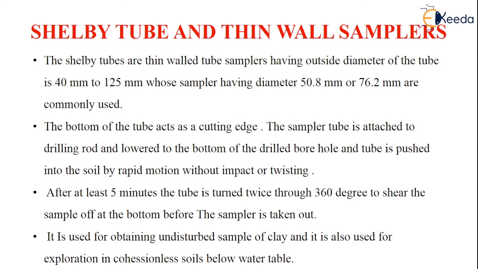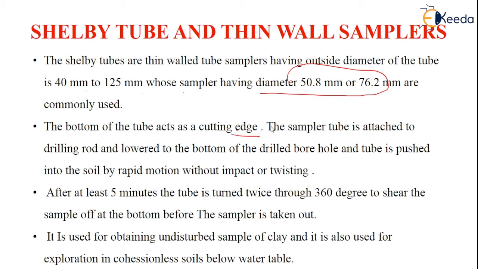The next method is the shelby tube and thin wall samplers. Generally, these are thin wall type tube samplers having an outside diameter of 40 mm to 125 mm, with the commonly used sizes having a diameter of 50 to 76.2 mm. These two are the commonly used ones. The bottom of the tube acts as a cutting edge for cutting the sample of the soil.